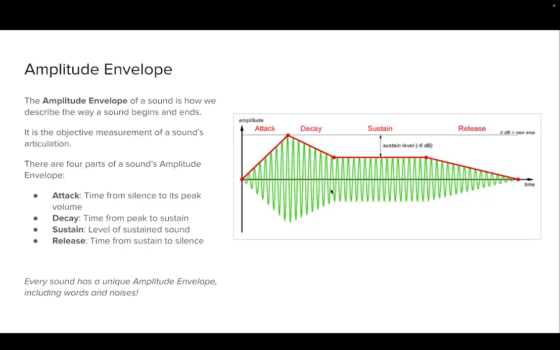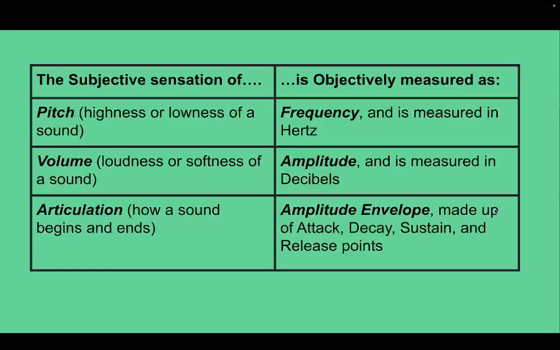There are 4 parts of a sound's amplitude envelope: the attack, decay, sustain, and release. The attack is the time from silence to its peak volume. The decay is the time from peak to sustain. Sustain is the level of sustained sound, and release is the time from sustain to silence. Every sound has a unique amplitude envelope, including words and noises. Next week, we'll talk more about how all of these things contribute to our sense of difference in timbre and how things sound to us in terms of tone, color, and behavior, like amplitude envelope.